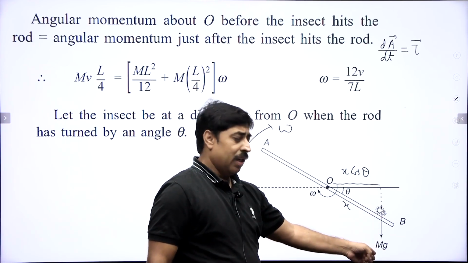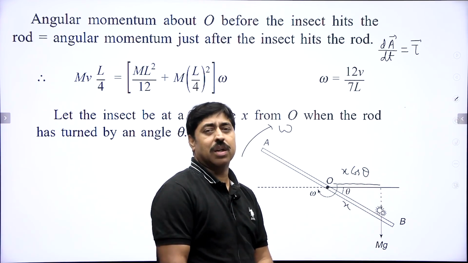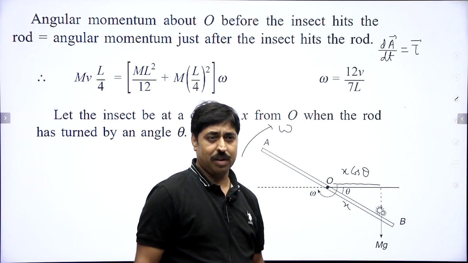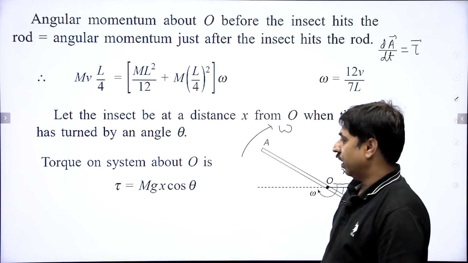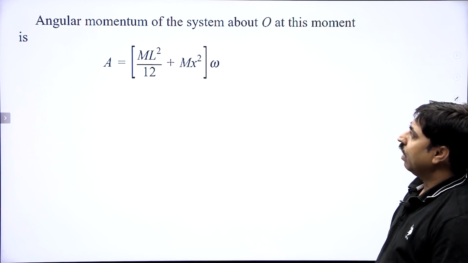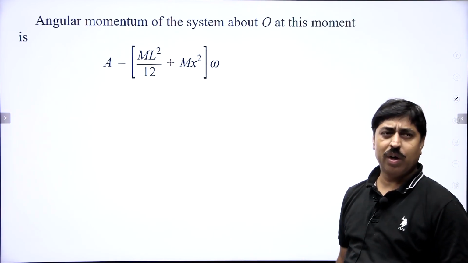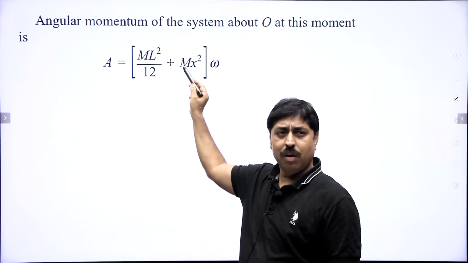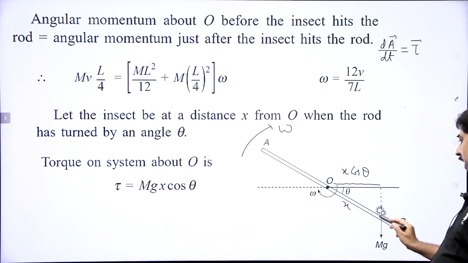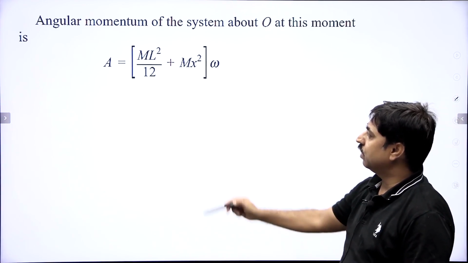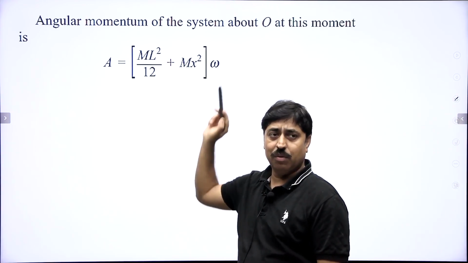This is the total external torque acting on the system about point 2, mg into x cos theta. So we can go by this. The angular momentum of the system about O at this moment is obviously I into omega, ml square by 12 for the rod and mx square for the insect. This insect is at a distance x from point O, so its moment of inertia is mx square. So this is the total moment of inertia into omega.